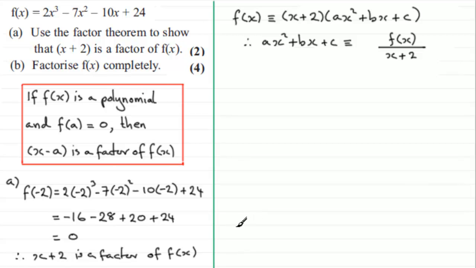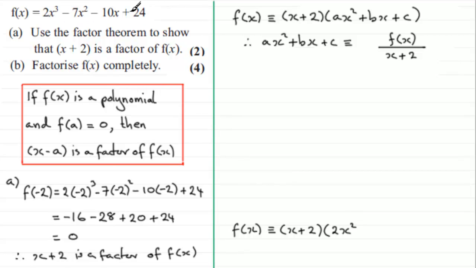So we'll just put it down here that f of x, we've seen, is going to be identical to x plus 2 multiplied by this quadratic factor. So what's it going to be? Well, certainly for the ax squared part, we need x times ax squared to give us ax cubed. It's going to be the only cubic term, and we can see that it's got to be 2x cubed. So clearly it's got to be 2x squared that's got to be here. X times the 2x squared will give us the 2x cubed.